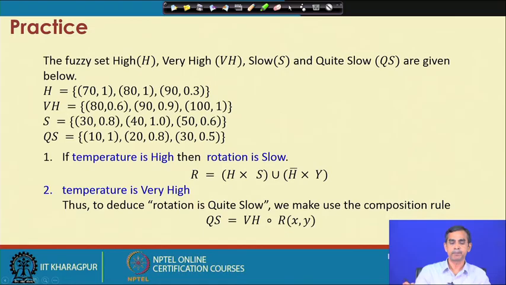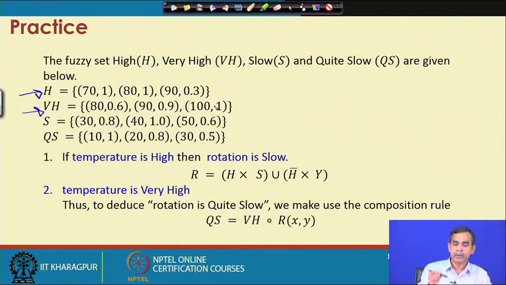For example, here, suppose temperature with the universe of discourse as we have discussed, 10 to 100, and we define two fuzzy sets regarding the high temperature and very high temperature. So, this is one fuzzy set, high temperature, and this is another, called the very high temperature, and you can see the difference is there, either in terms of elements or degree of membership, or both.